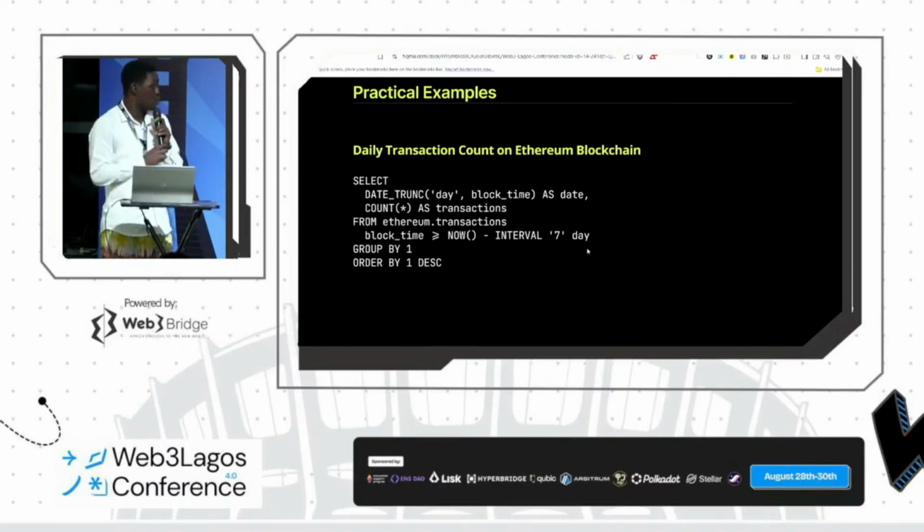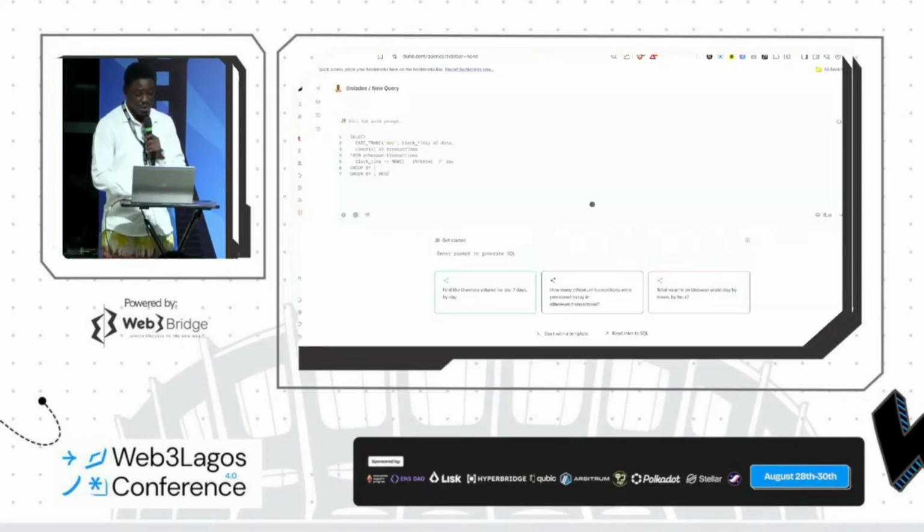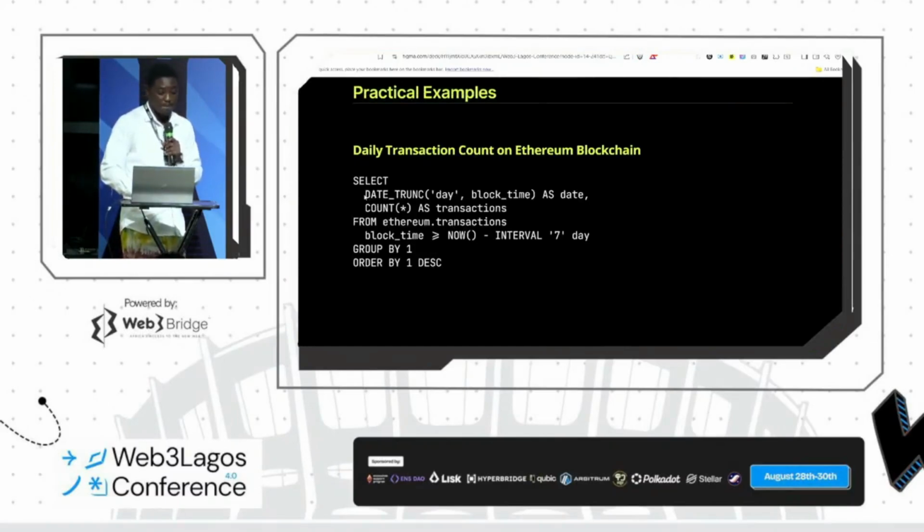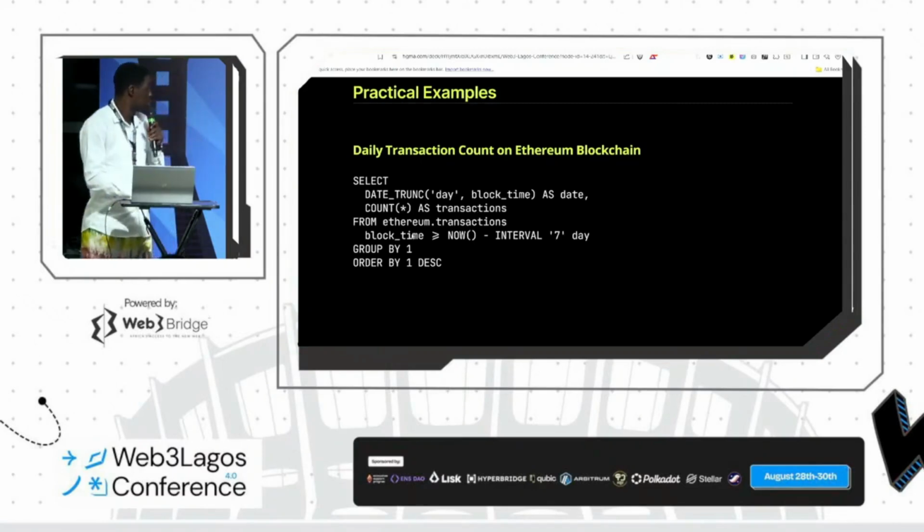Okay, so when you have the new query, enter the select, just enter this. Select date trunc. Date trunc is just to truncate the block time into different dates. Then count star, which is just to count the transactions per each day.